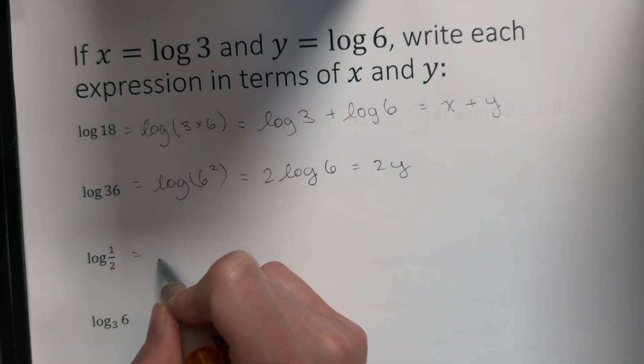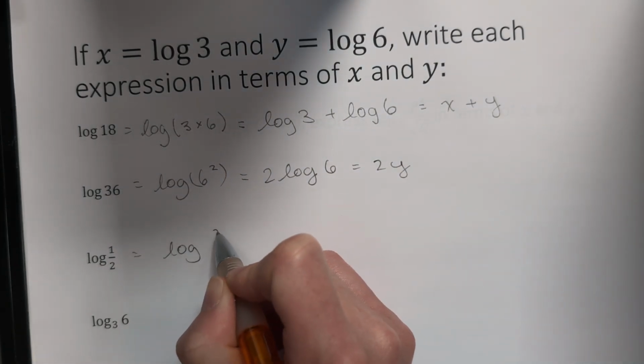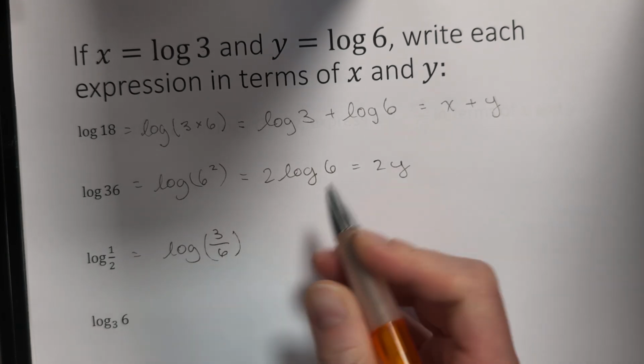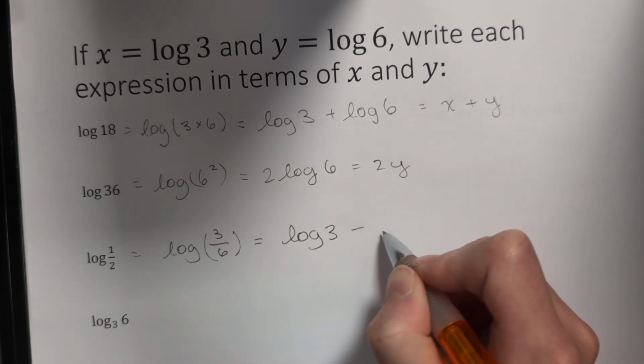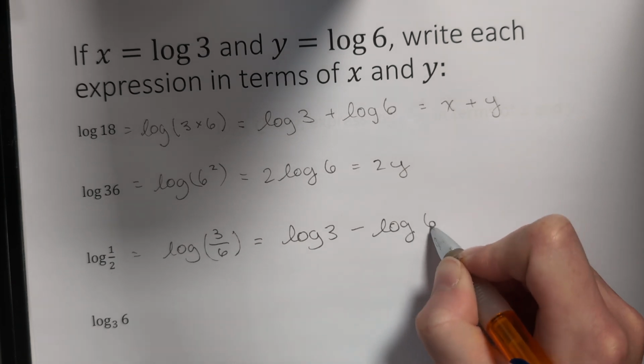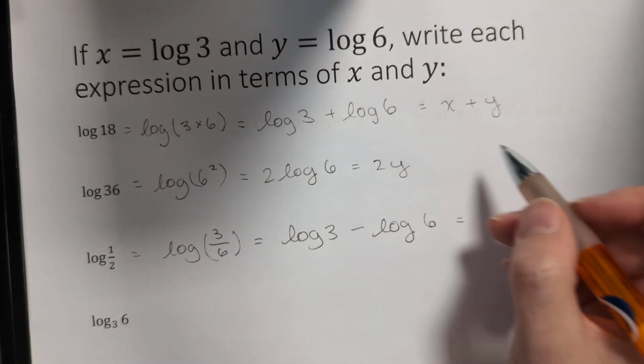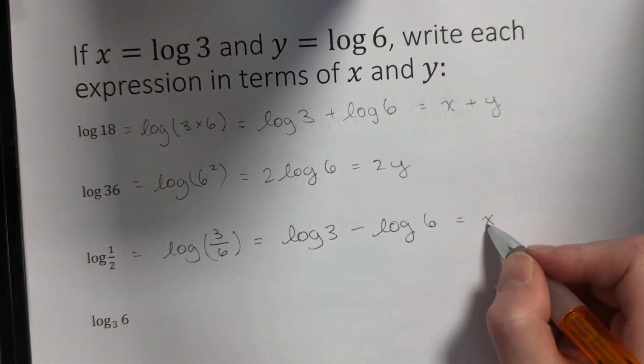Same here. Hopefully it jumps out at you that 3 divided by 6 is a half. Using those same numbers, I have the ability to separate that as subtraction, making sure now we have the right order. That's important, x minus y.